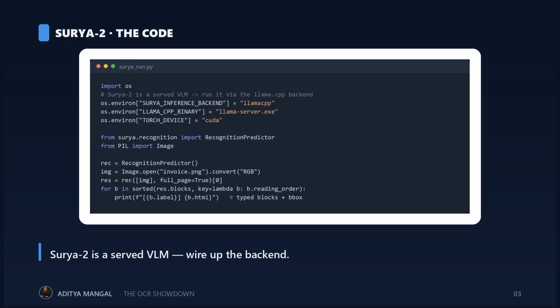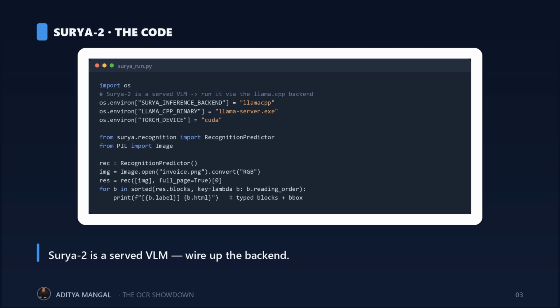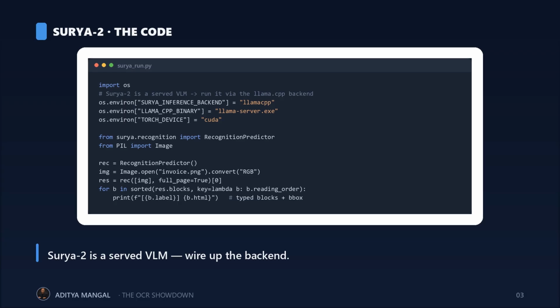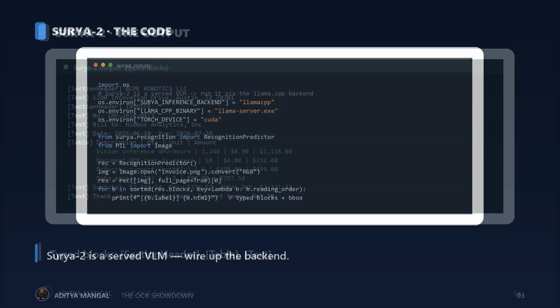First, Surya-2. It's a served vision language model, so the code starts by pointing it at the llama.cpp backend through 3 environment variables. Then you create a recognition predictor, open the image, and call it in full page mode. What comes back is a list of blocks. And for each block you get a label, its HTML content, a bounding box, and a confidence score. That final loop is the whole point. Surya doesn't just read the page, it structures it.